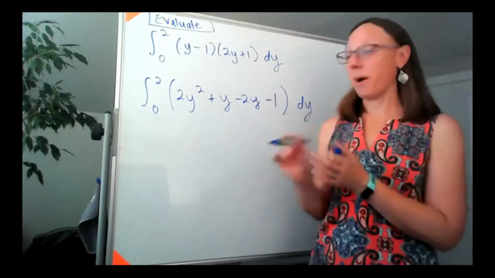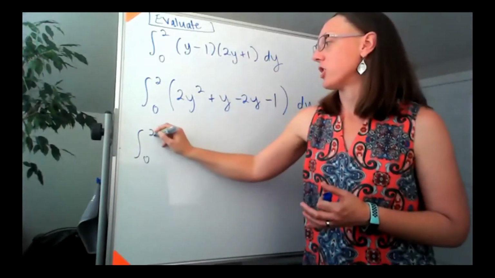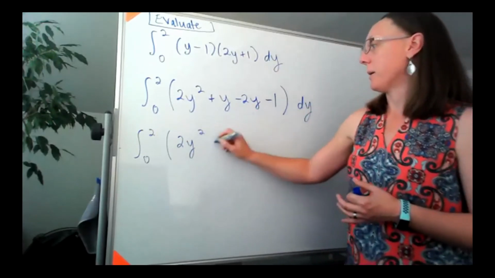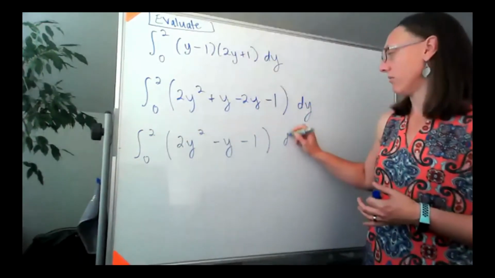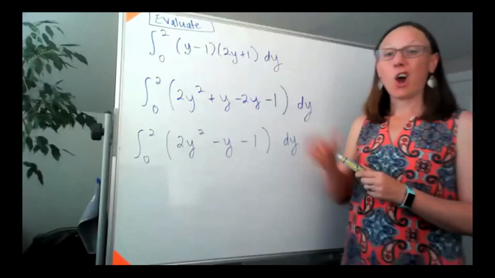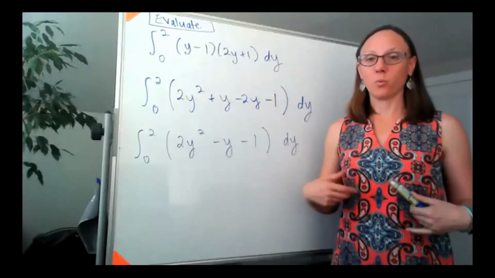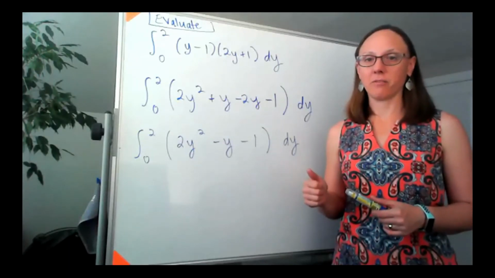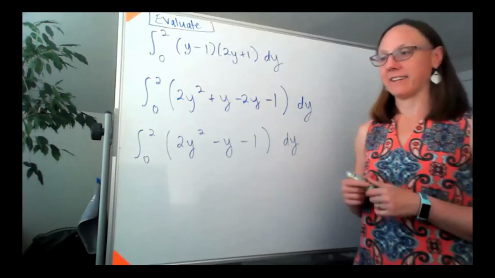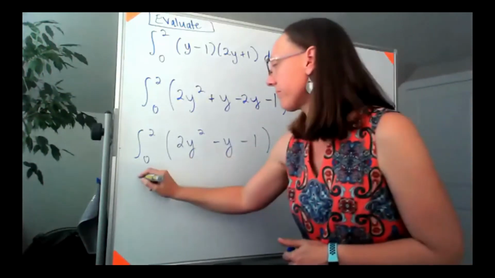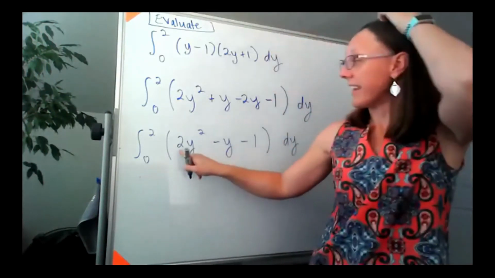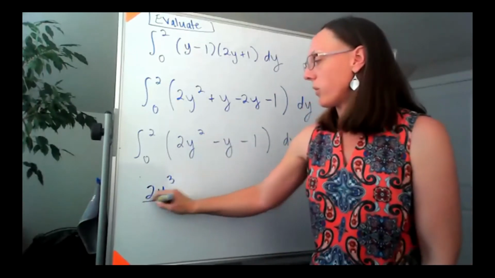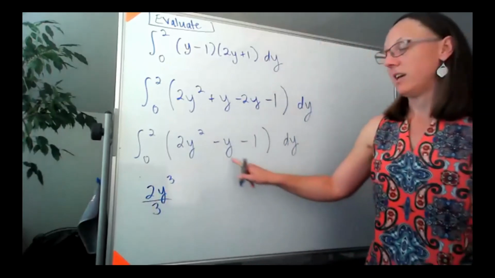You have a choice. We can combine those y's first or integrate each part. I'm going to combine them so that I end up with 2y squared minus y minus 1. All that work was just the algebra part so that we can get to the fundamental theorem of calculus. The first part of that fundamental theorem of calculus says I'm going to find the antiderivative. And the antiderivative of 2y squared, I'm going to add 1 to the exponent, divide by the new exponent.